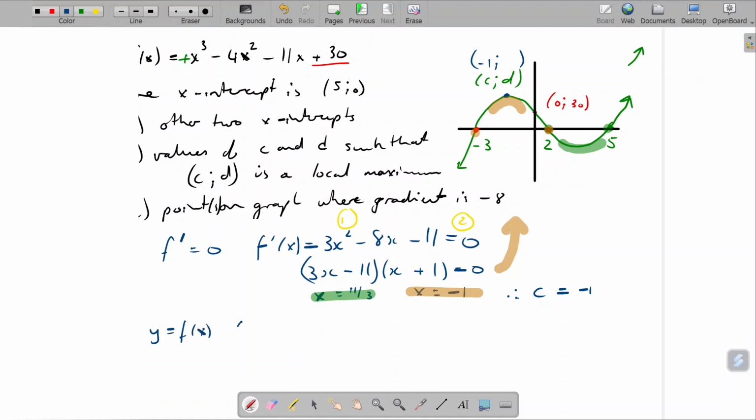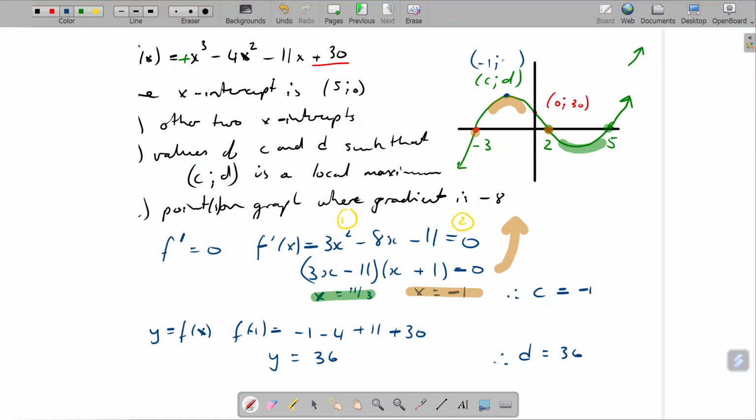So I need f of -1, which in this case would be -1 - 4 + 11 + 30. And what I'm getting out here is y equals -5 plus 11 is 6, so 36. And again, what it tells us then is that d equals 36.